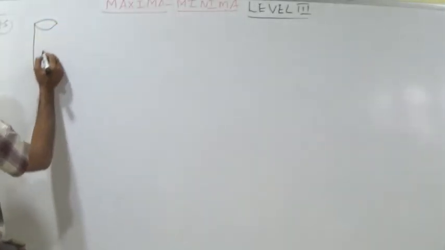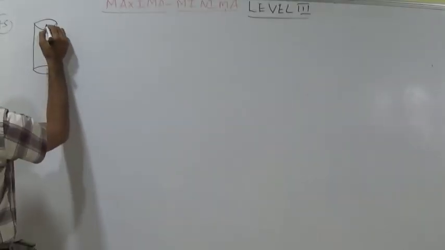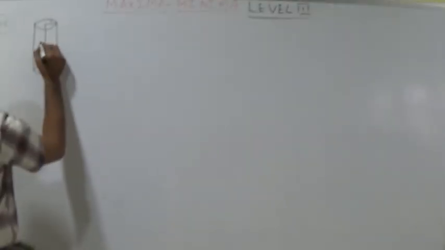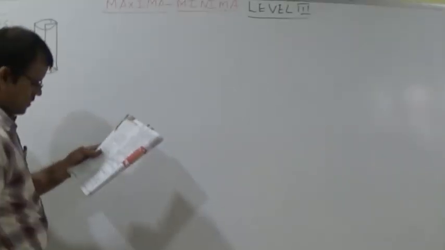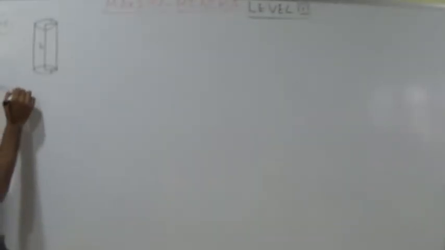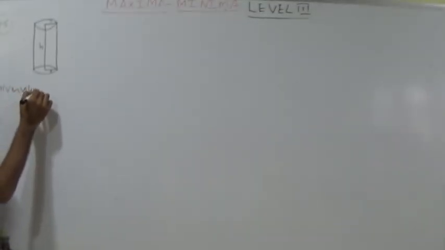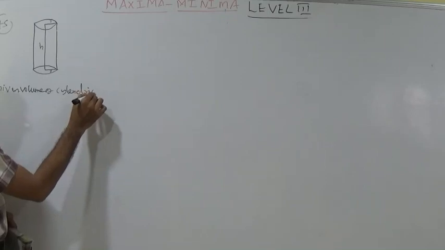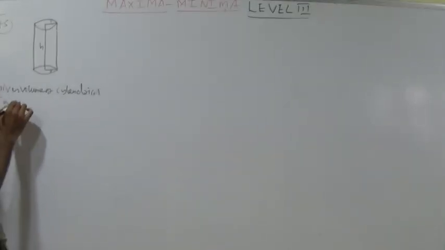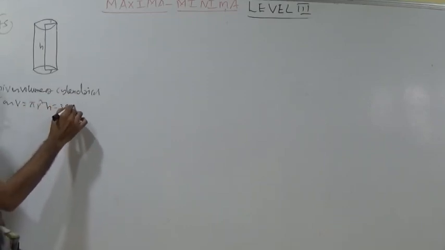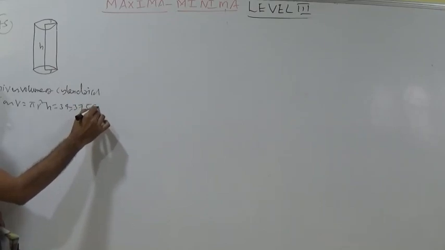So volume of cylinder we should calculate. This is a cylindrical can. This is base radius r, here also r, this is h. Volume of can is given, I am writing, given volume of cylindrical can. V is equal to the formula pi r square h, 34,375 cubic centimeters.